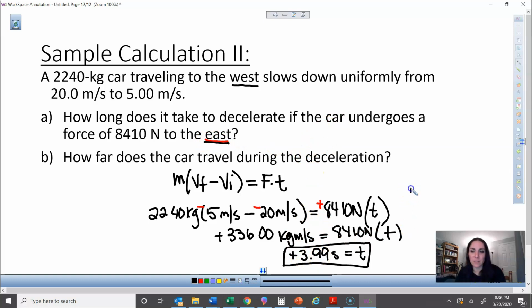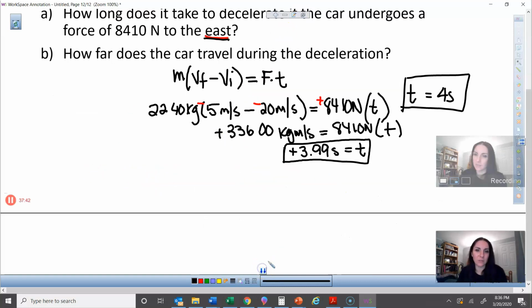So anyway, time is basically 4 seconds, if I just round it out. So it takes 4 seconds for the car to decelerate when it feels that force. How far does the car travel during deceleration? This is a bonus question because this is more of a kinematic equation instead of one of the equations that we did. So let's see.